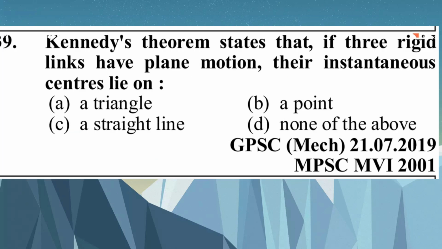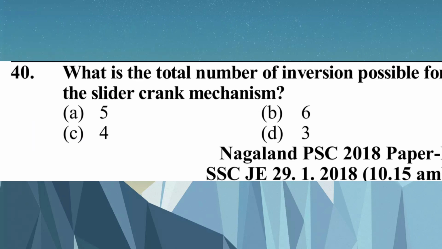Question number 39. Kennedy's theorem states that if three rigid links have plane motion, their instantaneous centers lie on A. Triangle, B. A point, C. A straight line, D. None of the above. C. A straight line.